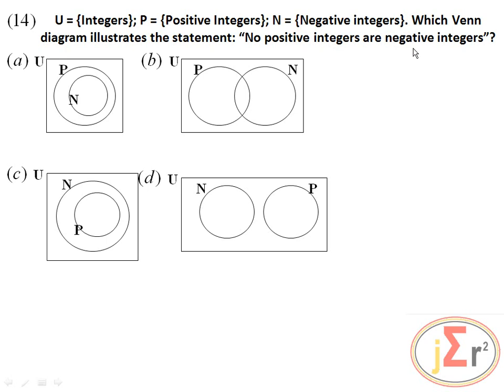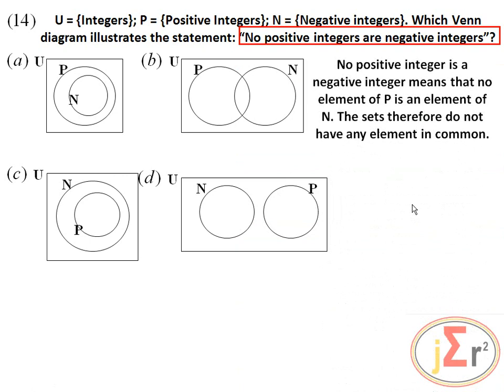Which Venn diagram illustrates the statement, no positive integers are negative integers? No positive integers are negative integers. Which diagram is indicating that?